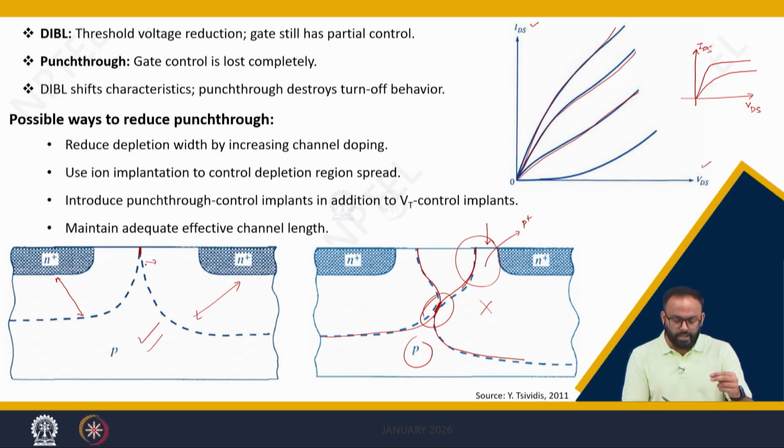The simplest method is to increase the substrate doping, but as we already commented, you cannot increase the substrate doping everywhere because ultimately it will increase the body effect coefficient. The second method to reduce punch through is to introduce punch through control implants or punch through stoppers, in addition to VT control implants, which we have discussed as halo implants, or the other way is to maintain the adequate channel length for a particular defined technology.